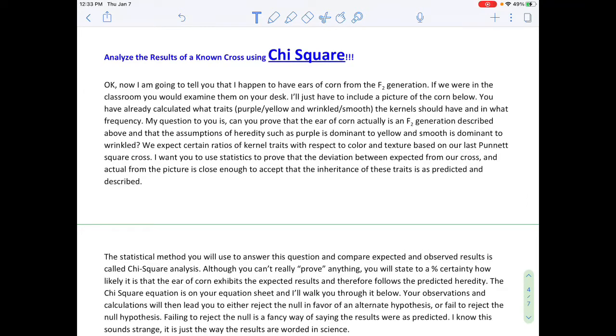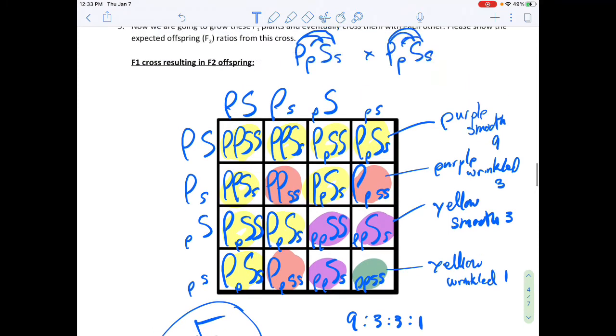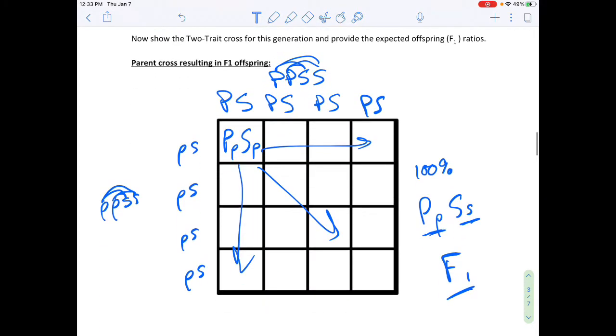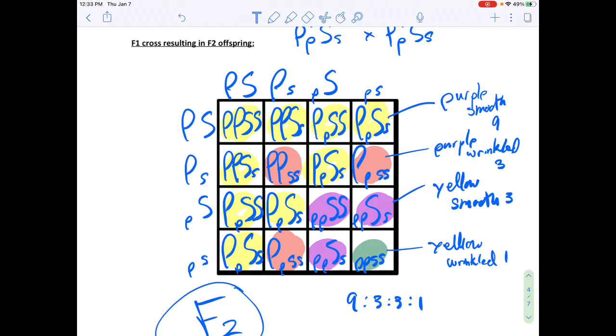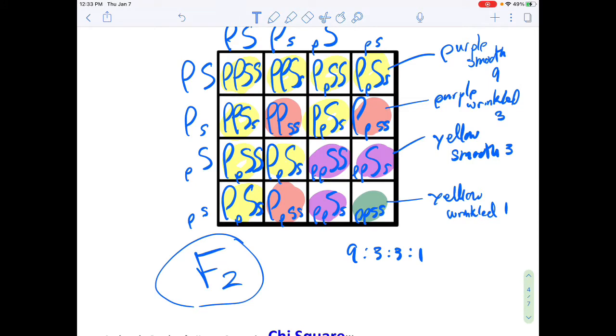Okay, for this part, the purpose of a chi-square statistical analysis is to check and see if your expected results, like those are our expected results for the F2 offspring, right? So if we actually take a parent generation like this, make a cross, and end up with an F1 generation, which is a hybrid. If we actually run the dihybrid cross in real life on corn plants, and then look at the F2 offspring, are we going to see a 9:3:3:1 ratio of offspring? Will we actually see that?